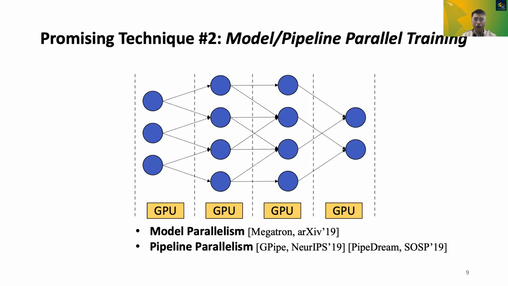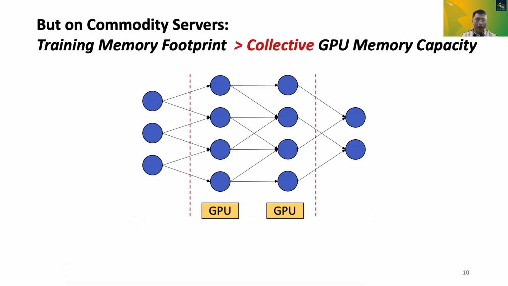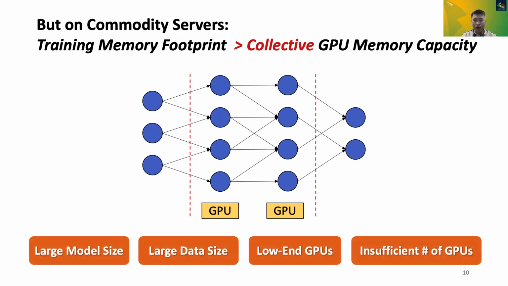Another promising solution is model pipeline parallel training. They partition a large model into smaller parts, such that each part requires less memory and can potentially fit into each GPU. This is great for models that can fit the collective memory capacity of GPUs. But sadly, on commodity servers, even with all GPUs combined, their collective memory capacity still cannot meet the memory footprint. This is because either the model size or data size is too large, or the GPU is low end, or we don't have enough GPUs, which are common in commodity servers.